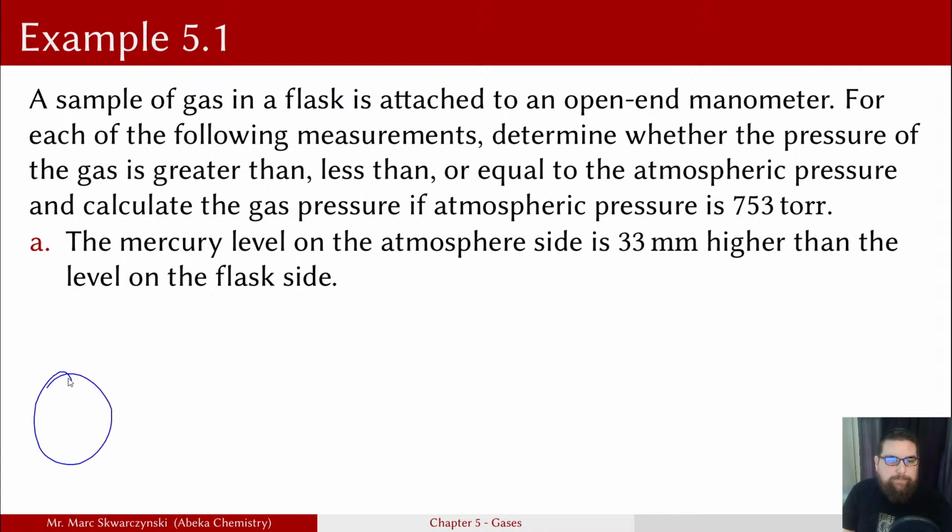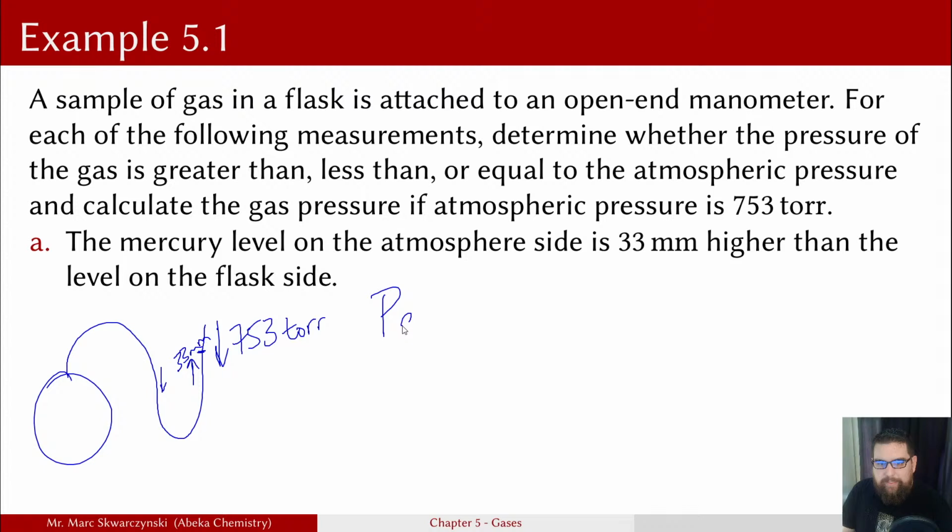All right. Let's say we have our flask, okay, and then we know we're going to have something along this shape. All right, so let's say here we know this is 753 torr to start, and then the mercury level on the atmosphere side is 33 millimeters higher. So we know between these two, this side is up 33 millimeters, which means the other side is also down by 33 millimeters, but that's beside the point. So since the mercury is higher on the atmospheric side, we know that the pressure of the gas is greater than the pressure of the atmosphere because the gas is able to push more than the atmosphere is able to push.